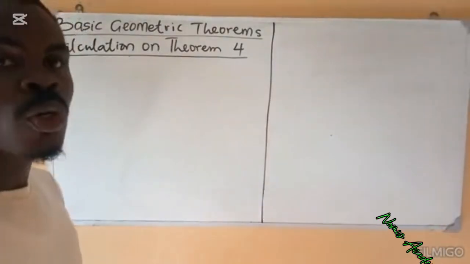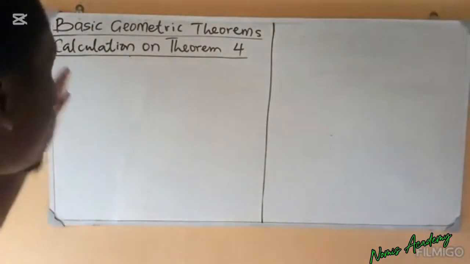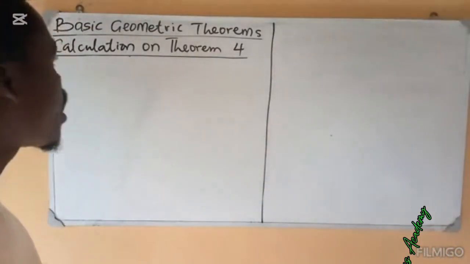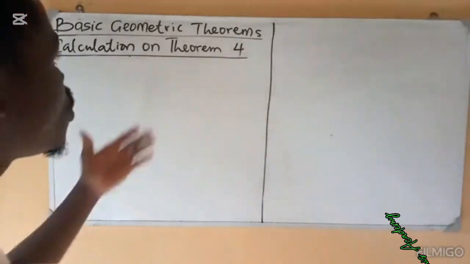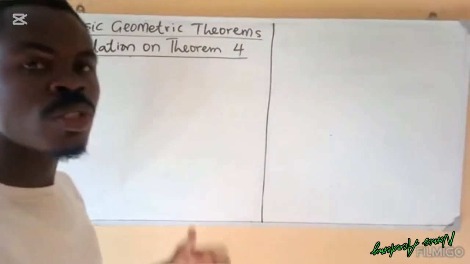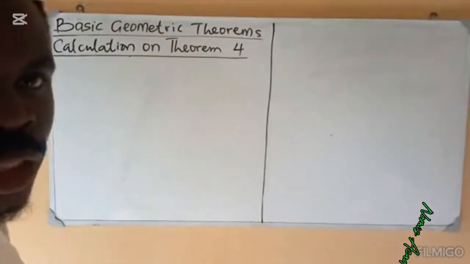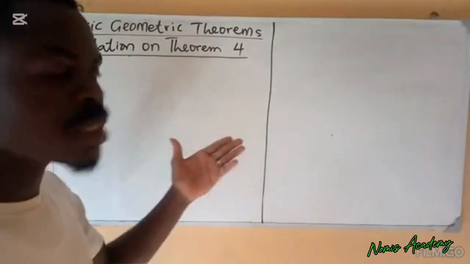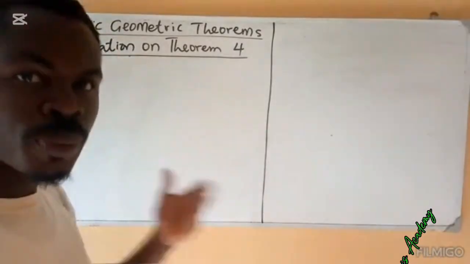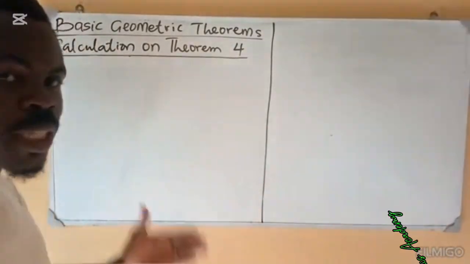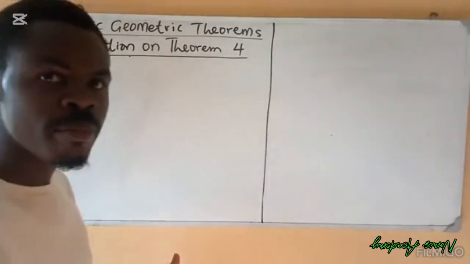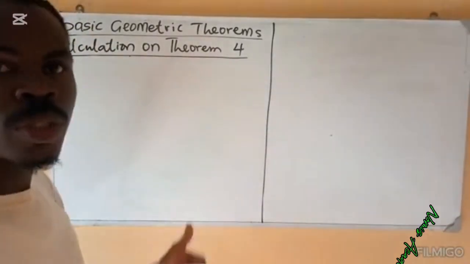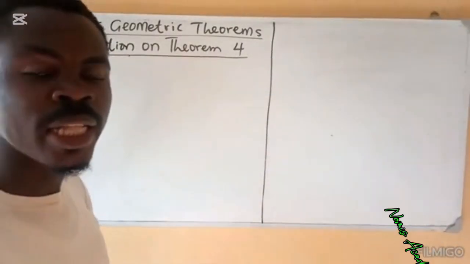In this video, we are going to be looking at basic geometric theorems, and then we are going to learn how to use Theorem 4 to solve problems under geometry. In the previous class, we were able to state Theorem 4 and also prove it. But in this video, we are going to pick some problems and apply the theorem to the problems to give us a final result.